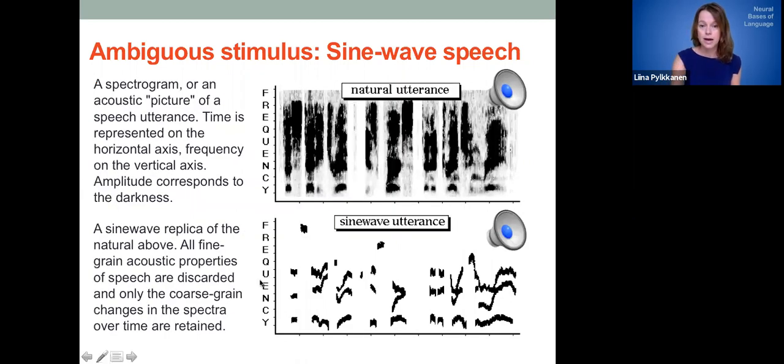Okay, so here I have the same sine wave utterance. Okay, and now I'm going to play the natural utterance that was the source of that sine wave utterance. So you can turn any natural utterance into its sine wave version by messing around with the properties of the sound. So here's the natural utterance.